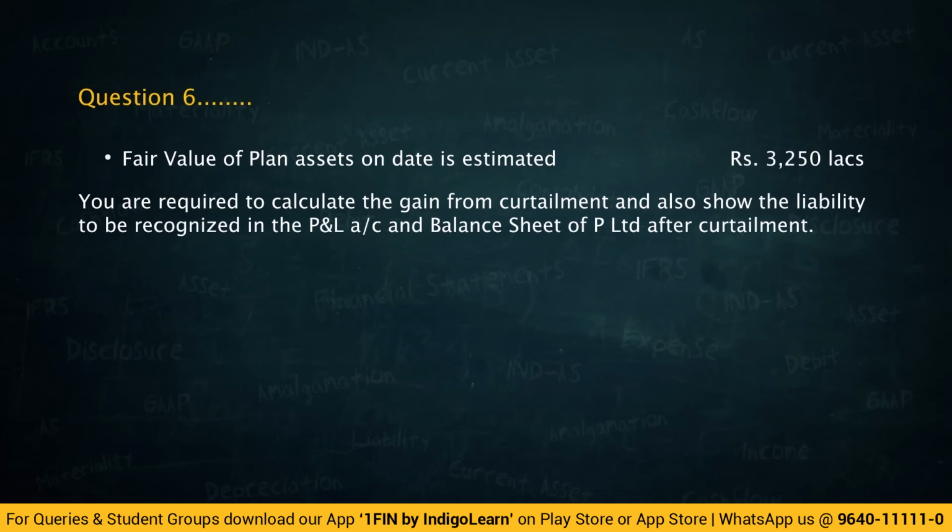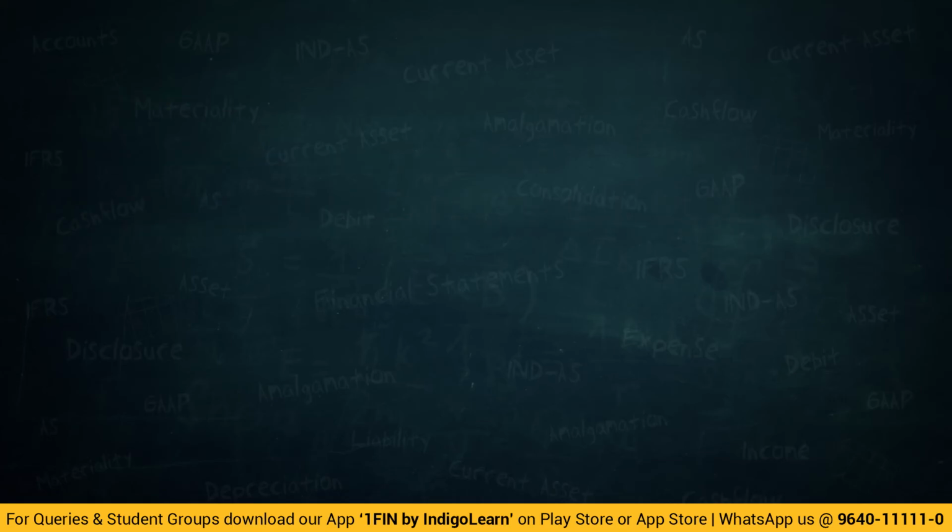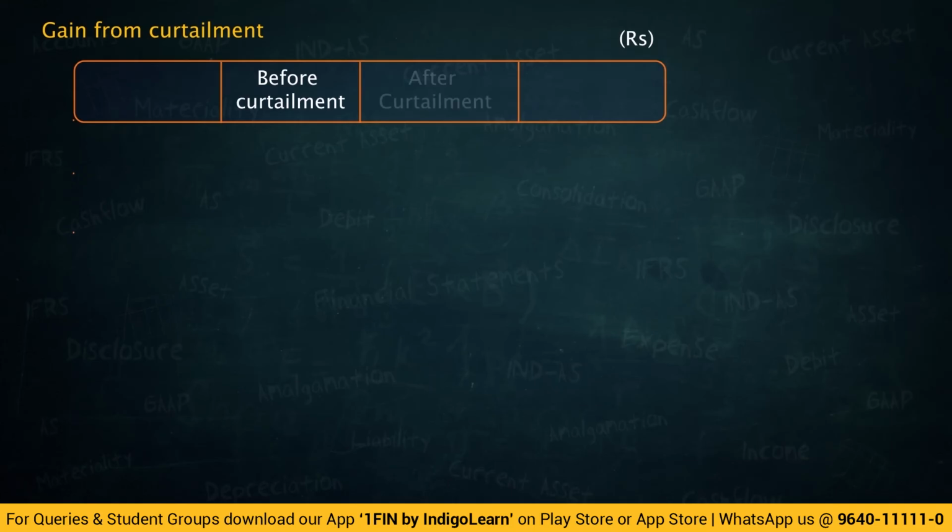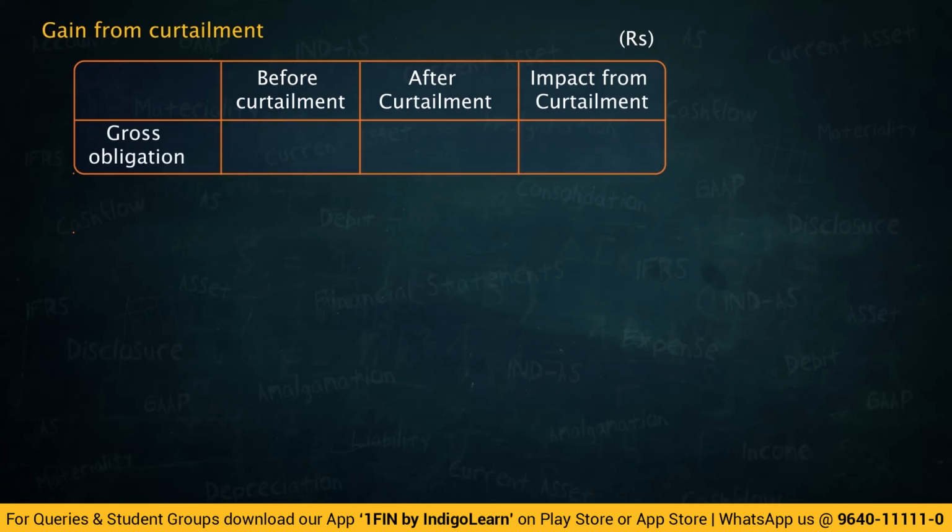Let's now calculate gain from curtailment. Okay, so let's have particulars: before curtailment, after curtailment, and we will have the last column, impact of curtailment. Let's first look at the gross obligation. Gross obligation is basically like a liability. Earlier, our obligation or liability was 4,000 lakhs, that is before curtailment. After curtailment, what happened? Look at the third point. Curtailment will bring down gross obligations by 500 lakhs. So 4,000 minus 500 will be 3,500. So after curtailment, the gross obligation would be 3,500.